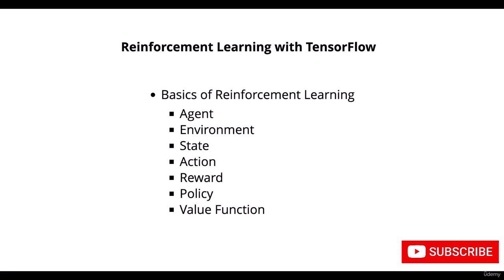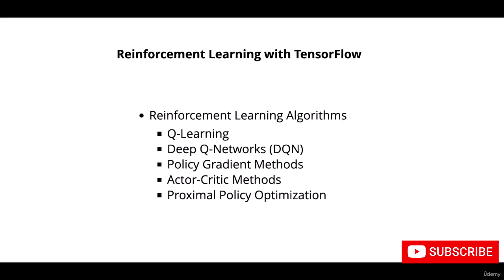Next is policy, the strategy or rule used by the agent to select actions in different states. Next is value function, which estimates the expected cumulative reward of following a particular policy in a given state. The next thing that we learn is the algorithms, reinforcement learning algorithms.